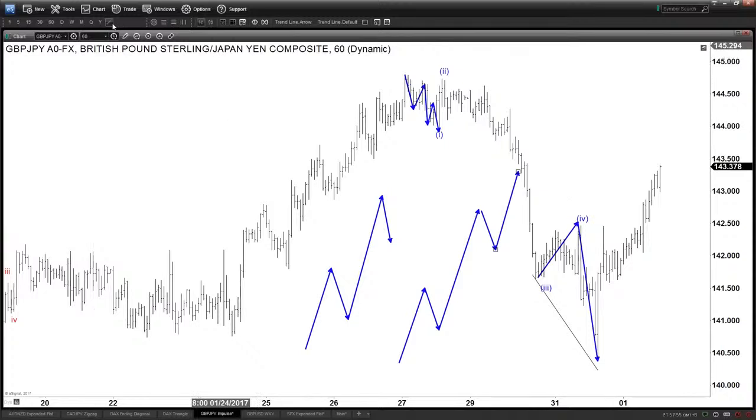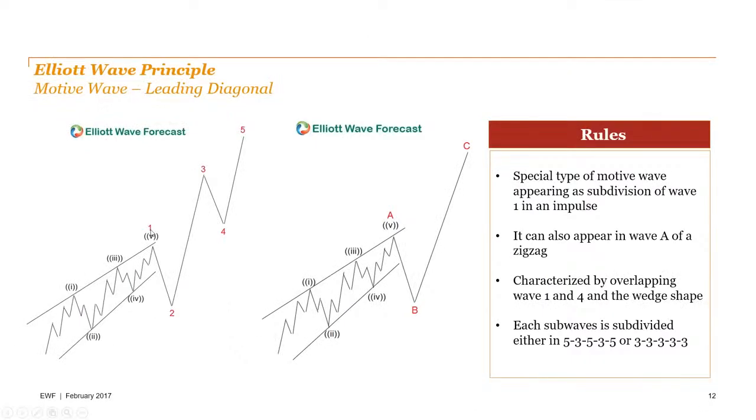So in other words, you can even have a 3, 3, something like this, 3, 3 like this. But the characteristic is, this is appearing in a zigzag, an ABC, where you see a leading diagonal in the wave A. The characteristic is overlapping of wave 1 and wave 4.